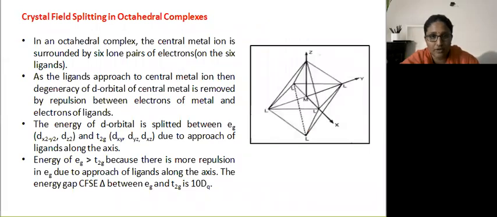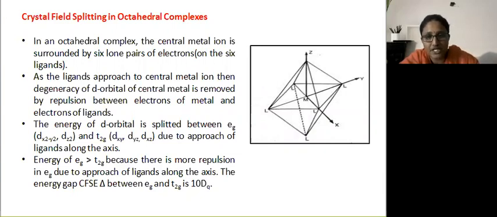In an octahedral complex, the central metal atom or central metal ion is surrounded by 6 lone pairs of electrons. As the ligands approach the central metal ion, the degeneracy of the d orbitals of the central metal ion will be removed by the repulsion between the electrons of the metal and the electrons of the ligands. The approach of ligands is considered as a two-step process.